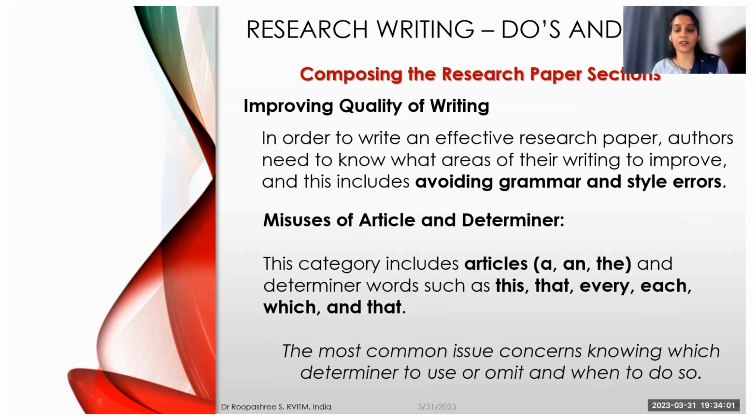Improving the quality of writing. So this is another important part of composing a research paper. The very basic and important thing to be known is to avoid grammar and style errors. Misuse of articles or determiners. Basically articles, we do misplace when we are writing a and the, and determiner words such as this, that, every, each, which, and that. All these have to be put in a proper place. The most common issue concerns knowing which determiner to use or which one to omit and when to do it. So this has to be avoided.